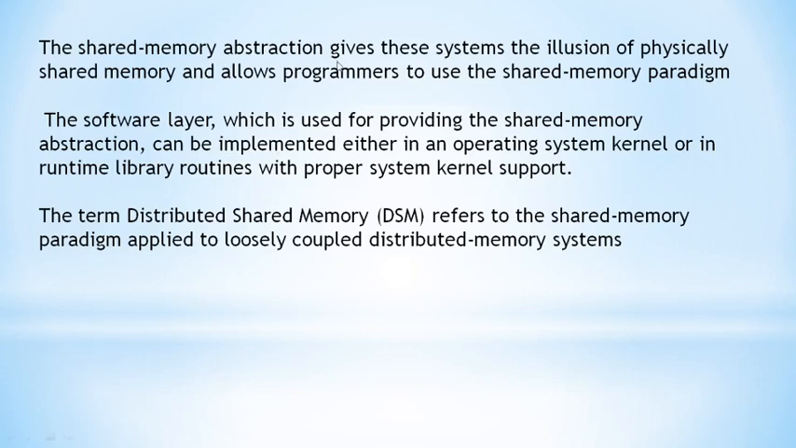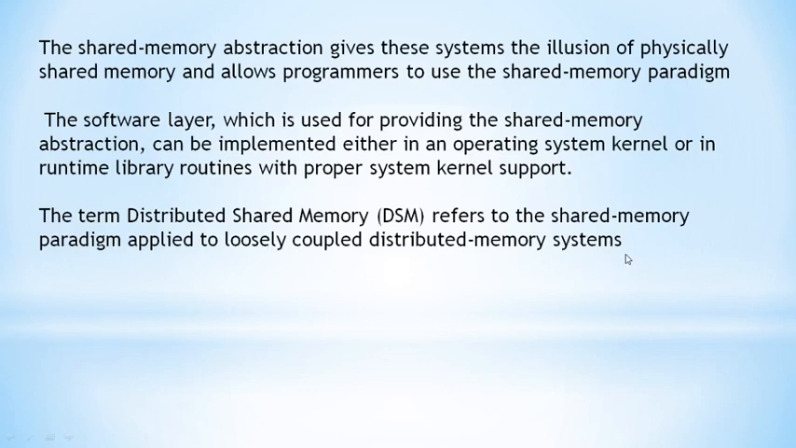With this, the shared memory abstraction will give the systems an illusion of physically shared memory. So the programmer will think that he is using the shared memory paradigm, but in reality it is an illusion. It is some software layer abstraction implemented in an operating system, so that the programmer can think that he is using the shared memory abstraction. So the term distributed shared memory refers to the shared memory paradigm applied to loosely coupled distributed systems.